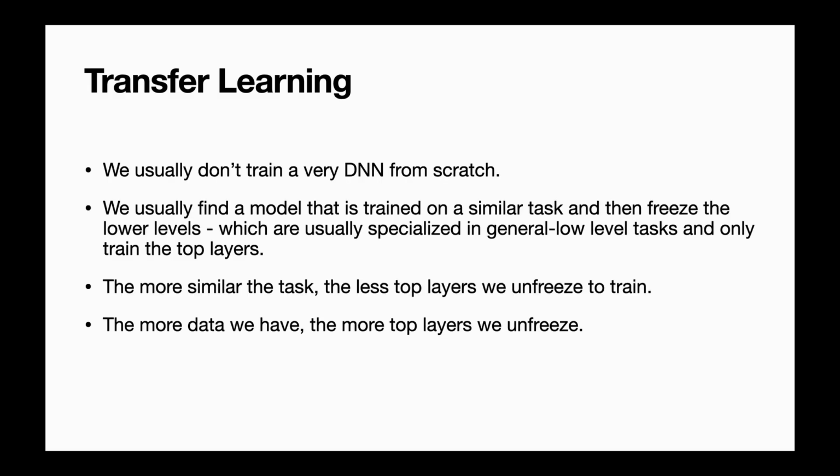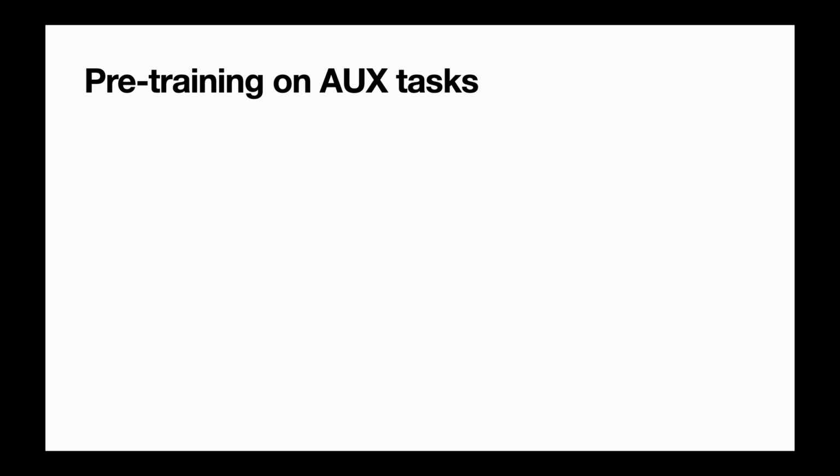So we discussed transfer learning, and as mentioned, the more similar the task, the fewer top layers we need to unfreeze to train, and the other way around. And as mentioned, in LLMs and vision models, it's being used a lot. Let's also talk about pre-training on auxiliary tasks.